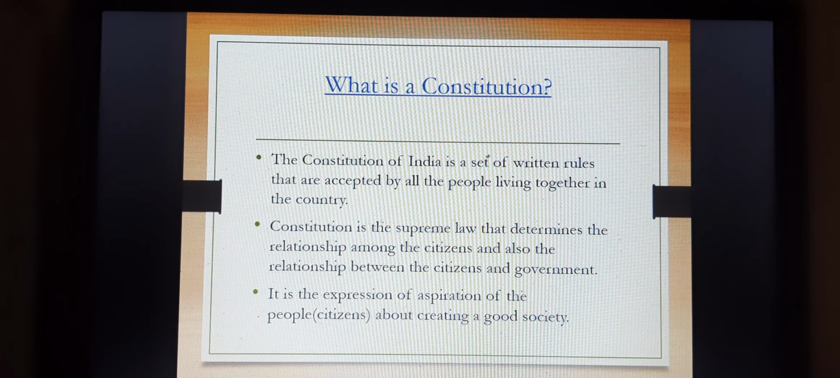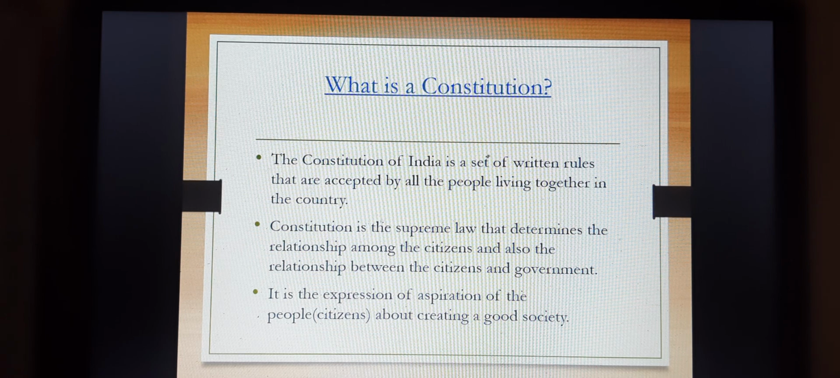Now, what is a constitution? The Constitution of India is a set of written rules that are accepted by all the people living together in a country. Somewhere it can be written, somewhere it can be oral also, it can be in any form, but the Constitution here in India we are having in the written form. Constitution is the supreme law that determines the relationship among the citizens and the relationship between the citizens and government.